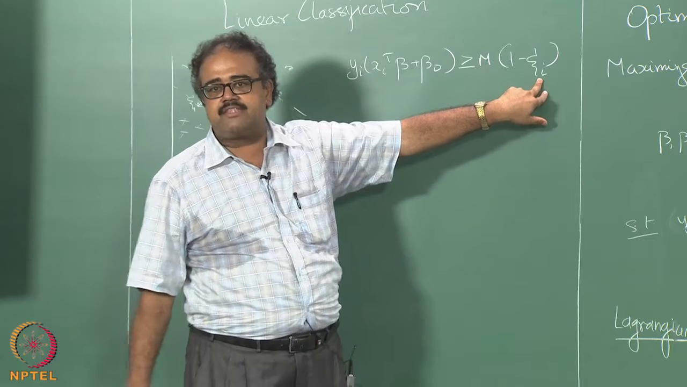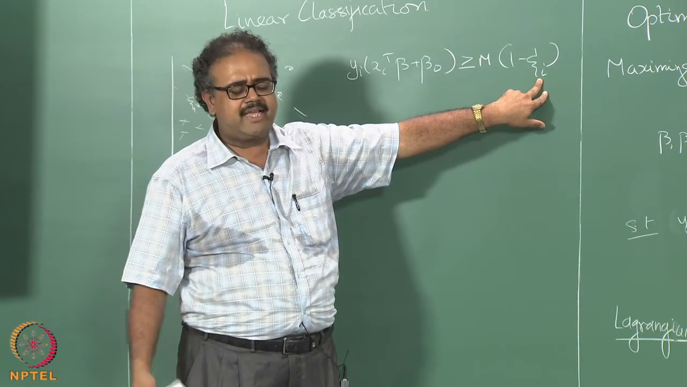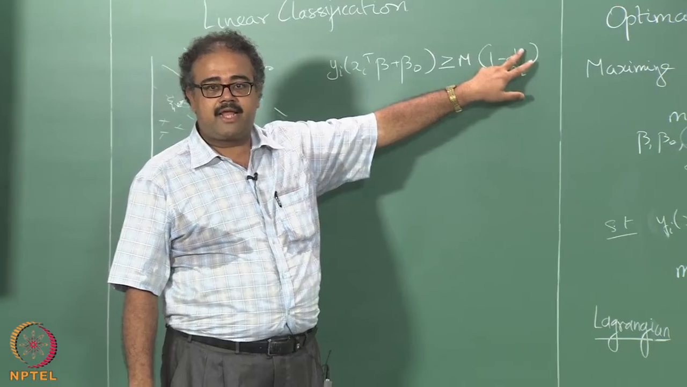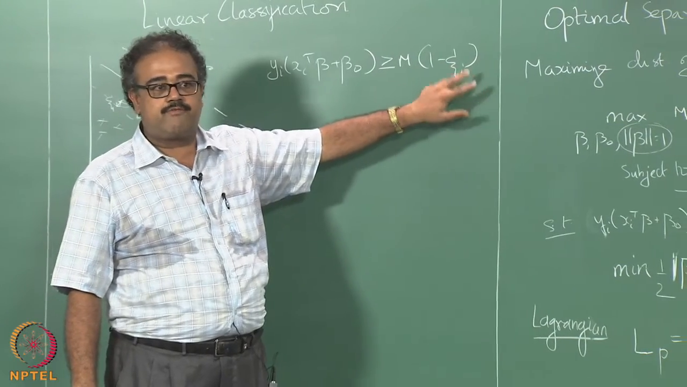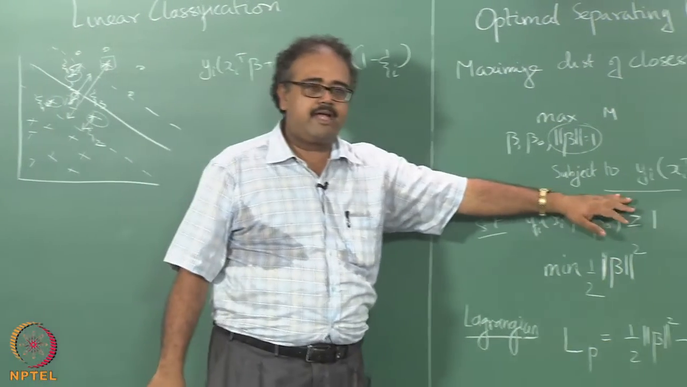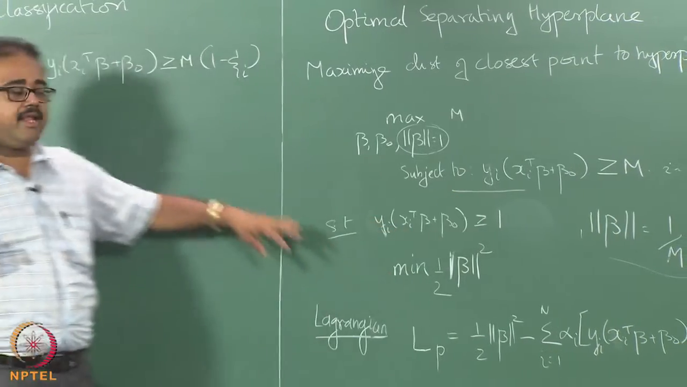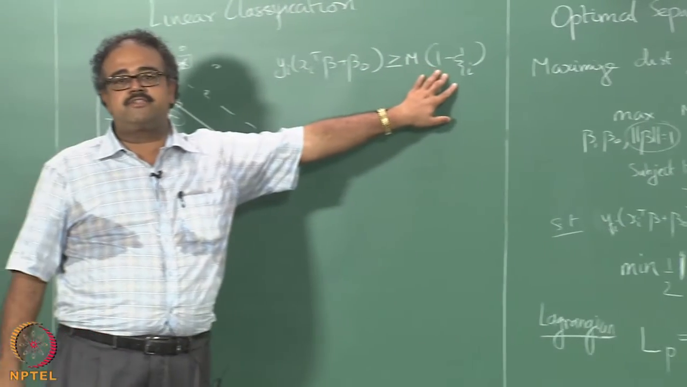Ideally, I would want most of these xi's to be zero. If I force all xi's to be zero, I'm back here. But I really would like some leeway, so I'm allowing myself that leeway by introducing these xi's here.